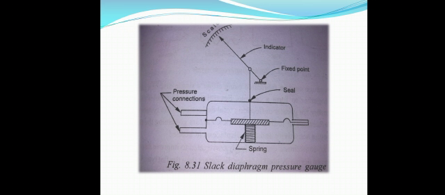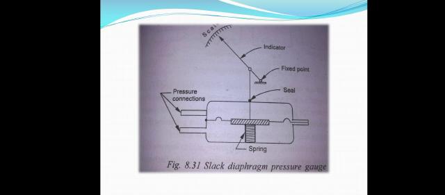It consists of the elements: first spring, second pressure connections, then link, next fixed point, indicator and calibrated scale. So this is the construction.